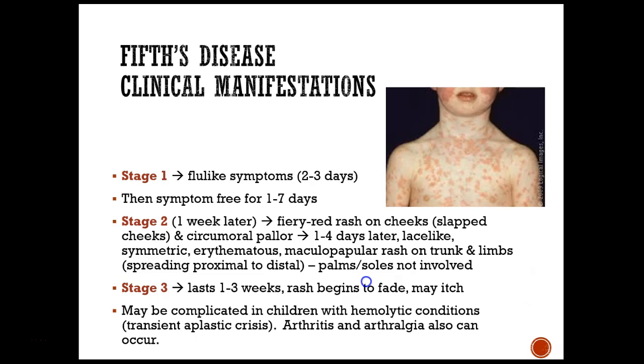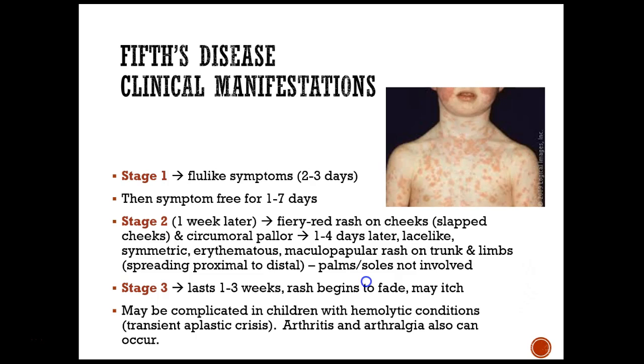And then later in stage 2, between days 1 and 4, you find that lace-like, symmetrical, maculopapular rash on their trunk and their limbs, and it spreads in a direction of proximal to distal. So from the trunk out to the extremities. And the palms and the soles are not involved in this type of rash like you see in hand, foot, and mouth.